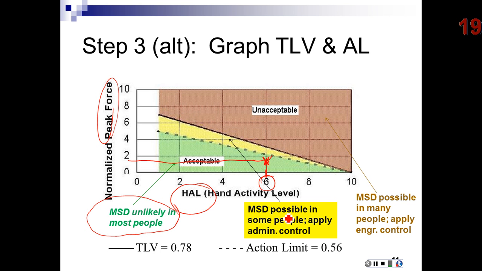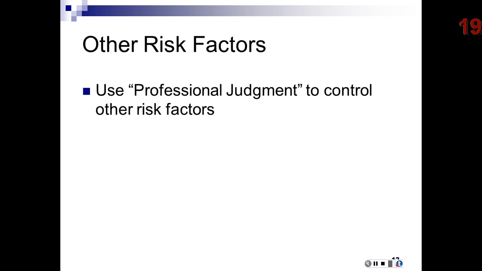If we were in the yellow zone, it's possible in some people. And then if it's in the brown zone, and I guess that should be red, but the TLV has it in brown, MSDs are possible in many people. And so you want to apply your controls, engineering controls, at that level. Okay. So the hand activity TLV considers two risk factors only, repetition and force, and they leave you, if you have exposure to the other risk factors such as awkward postures, cold temperatures, or vibration, contact stress, for those you'll want to use your professional judgment and apply controls or control the other risk factors if they're present to any extent.